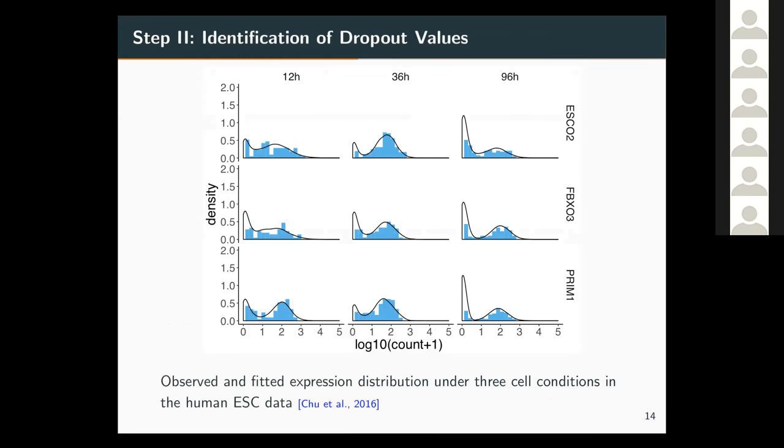So this is to show how well our model fits the data. The black curve is the estimated mixture density, and the blue bars are the histogram based on real data. This suggests that on this data set, the mixture model with gamma and Gaussian fits reasonably well to the real data.